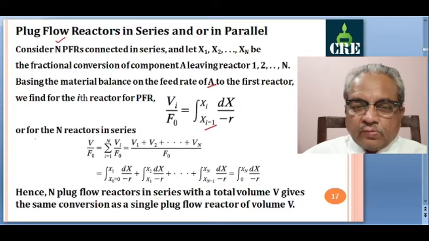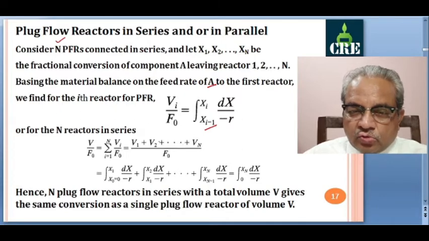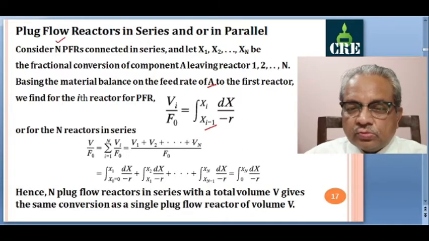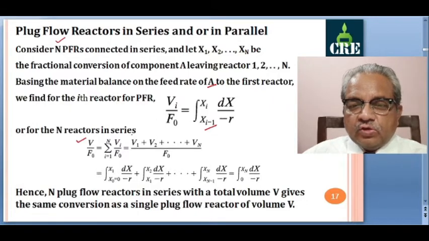For n reactors in series, the summation of this Vi by F0 is constant. Vi from i equal to 1 to n is nothing but V1 plus V2 and so on, all the reactors added up to the nth reactor. You add these volumes for the plug flow reactor, so the total will be V. F0 is constant here, so you can write V by F0. So simply you can add all those reactor volumes.